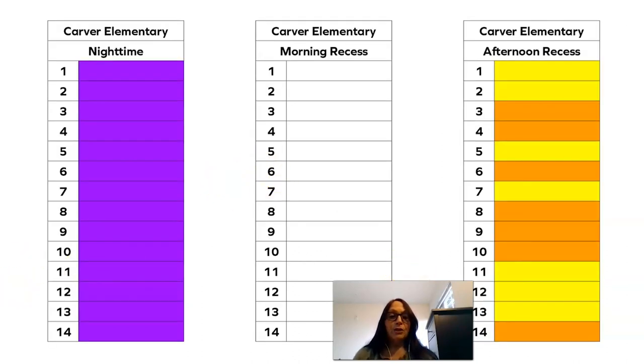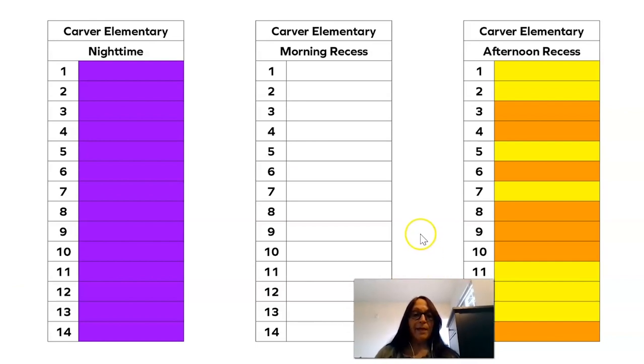All right. So here, I'm going to put myself right here in the middle so you can see my face. Right here, we see data of nighttime at Carver Elementary, and we see data in the afternoon for Carver Elementary. Those are the recess, afternoon recess. We know with the color purple, I'll give you a minute, the color purple means what? Is it warm? What is it? Do you remember?